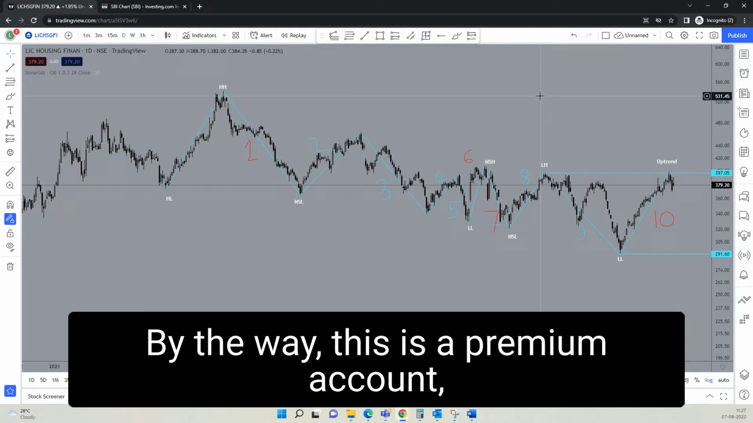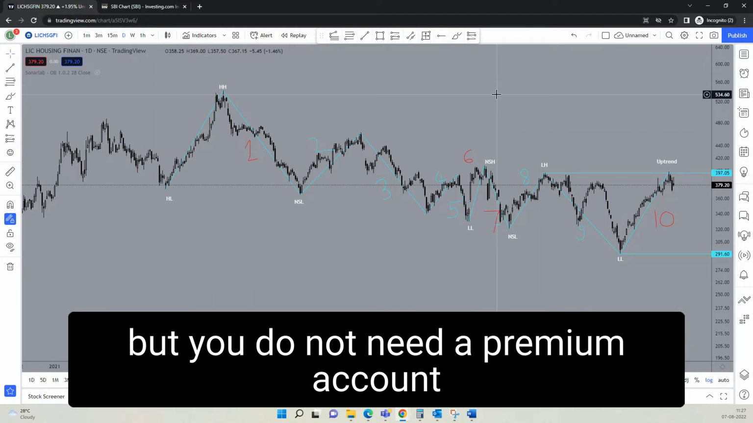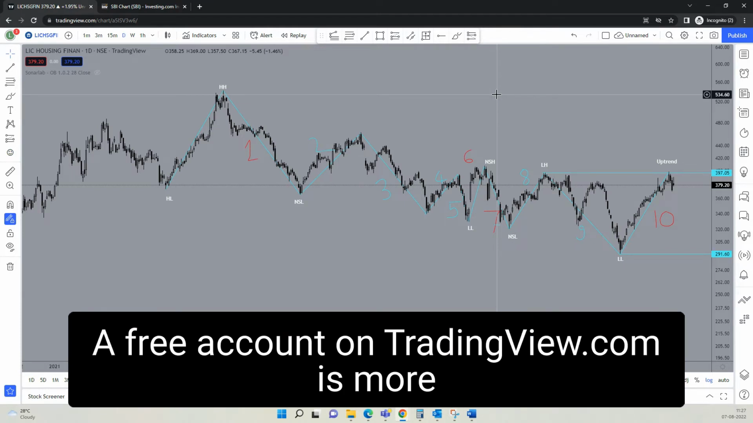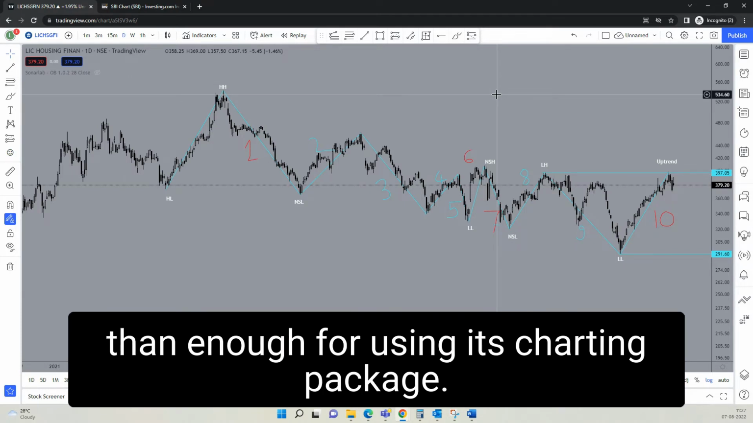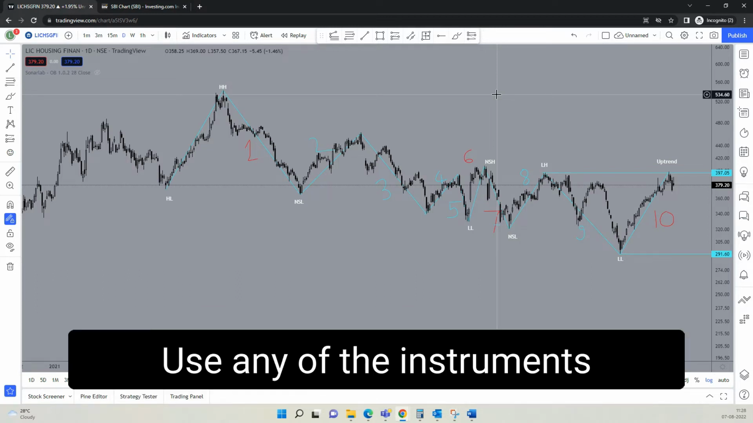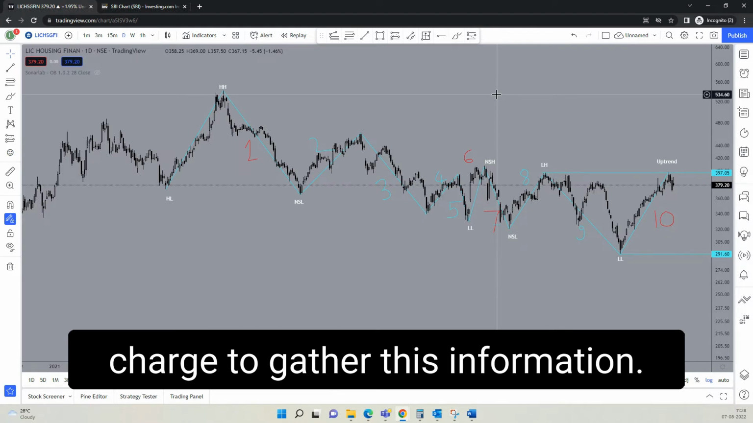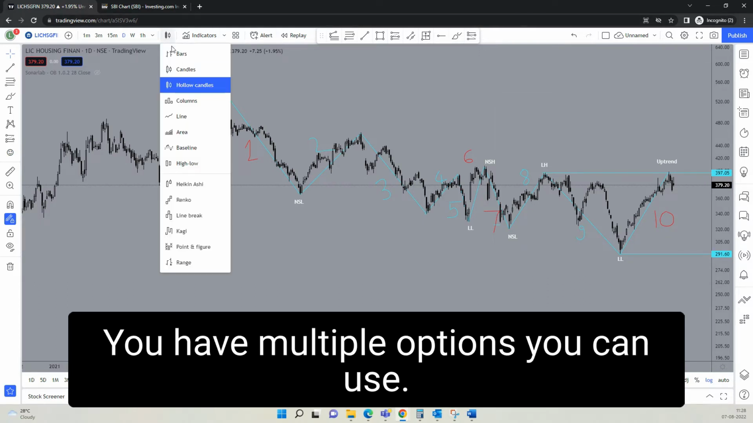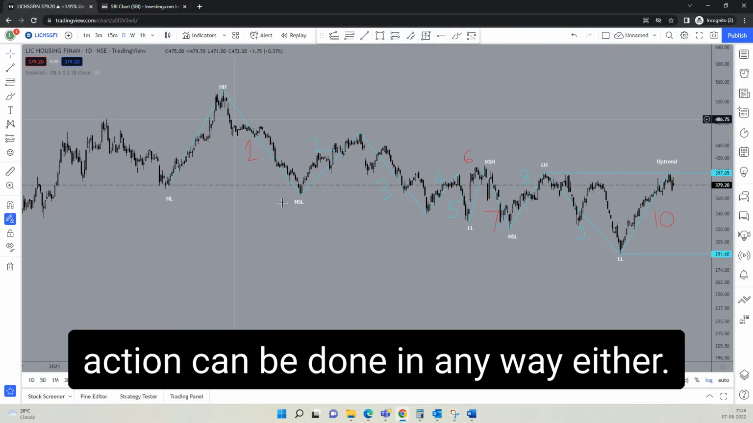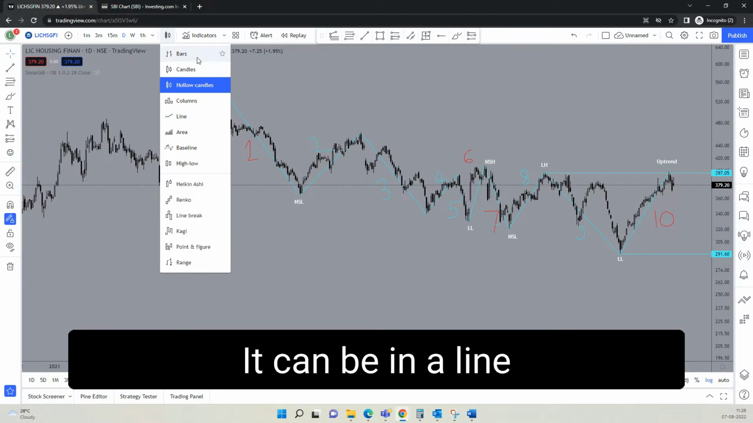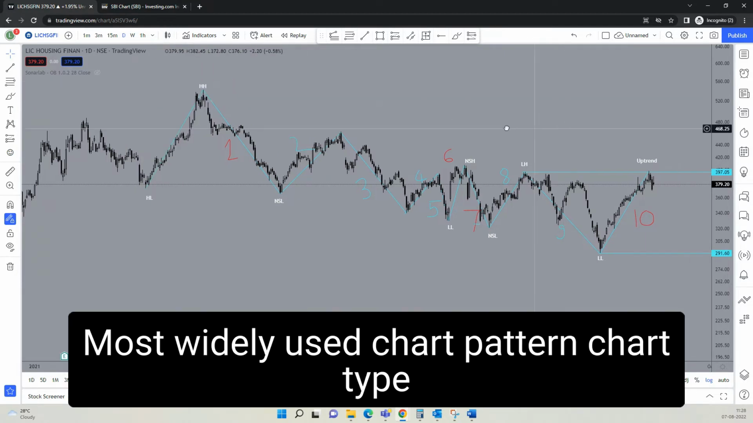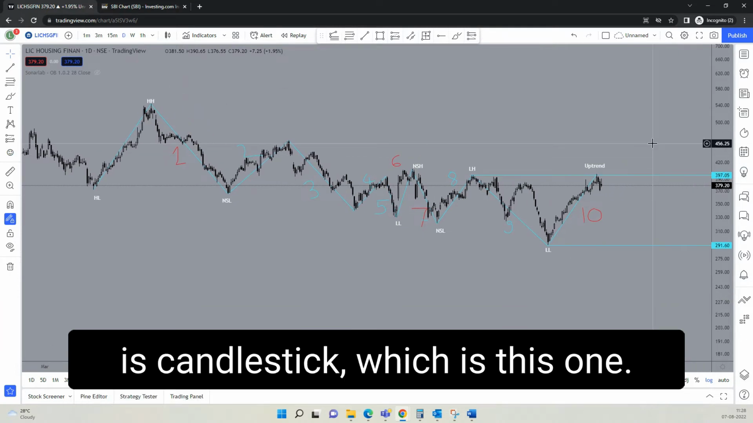By the way, this is a premium account, but you do not need a premium account to accomplish any of these things. A free account on tradingview.com is more than enough for using its charting package. You can sign up, and use any of the instruments' charts to gather this information. You have multiple options. The price action can be represented in any way: a line form, columns, candles, multiple ways. The most widely used chart type is the candlestick, which is this one.